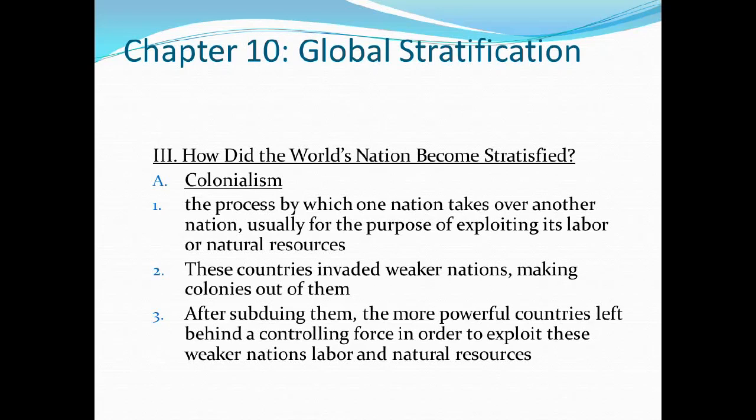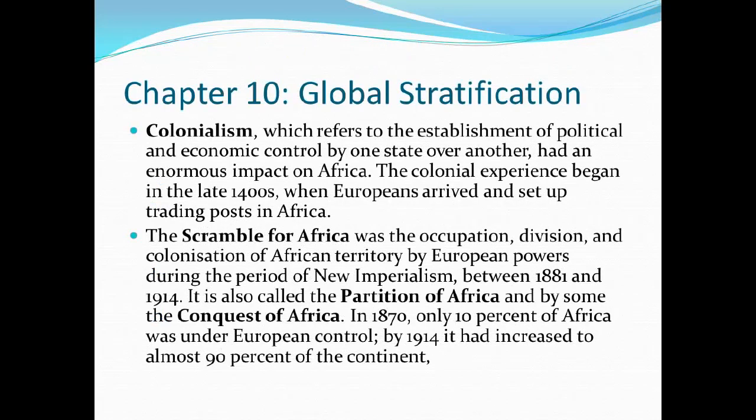So if you look at colonialism, and I'm not saying in every single case, but I just want to use Africa, for example. Colonialism, which refers to the establishment of political and economic control by one state over another, had an enormous impact on Africa. The colonial experience began in the late 1400s when Europeans arrived and set up trading posts in Africa. The scramble for Africa was the occupation, division, and colonization of African territory by European powers during the period of new imperialism between 1881 and 1914. It is also called the partition of Africa, and by some the conquest of Africa.